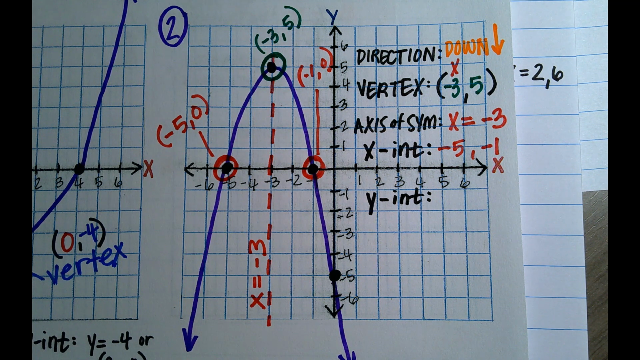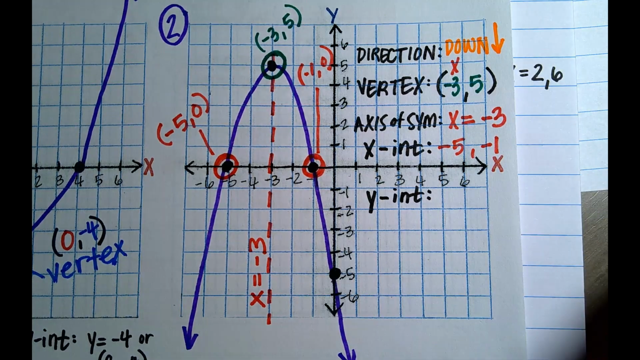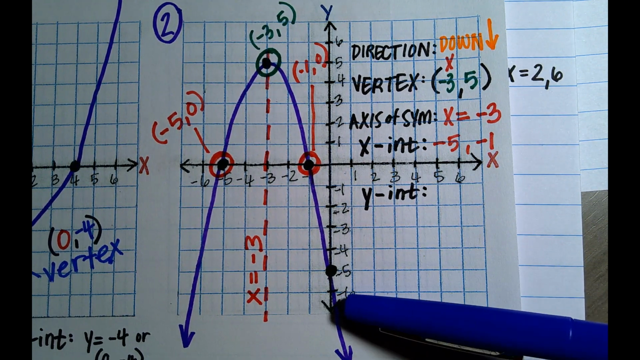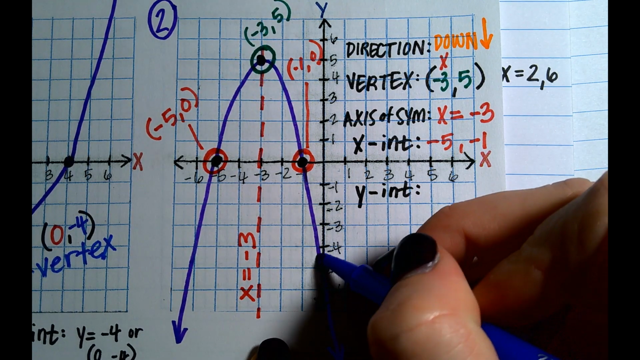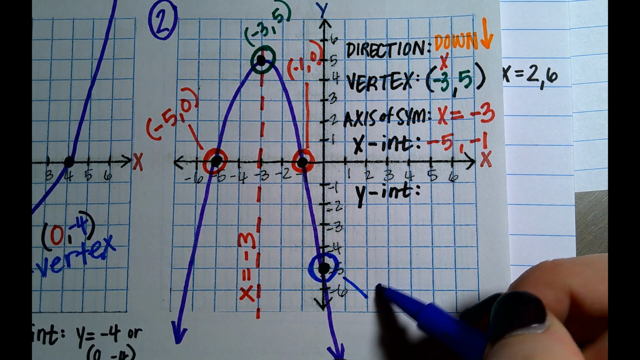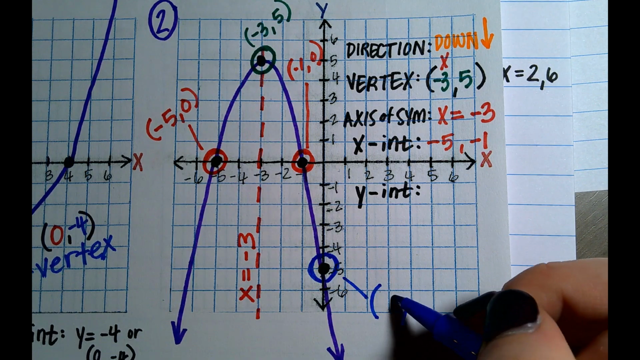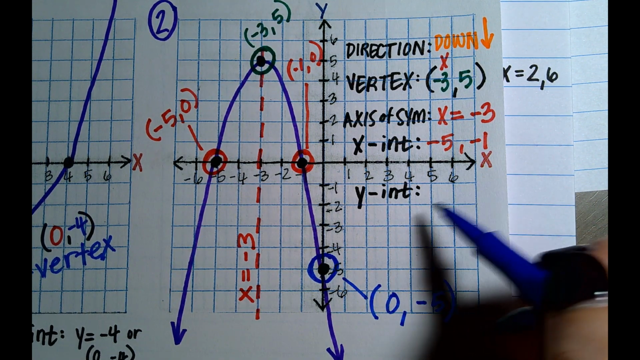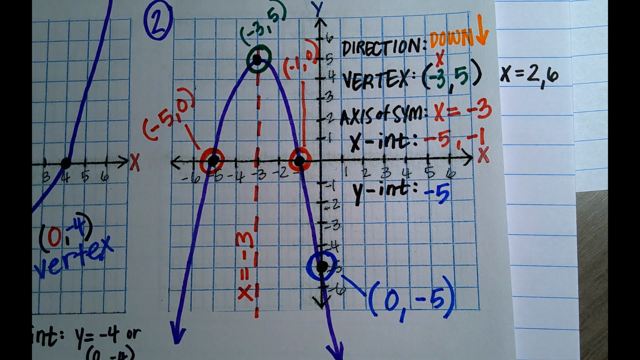Y-intercept. Where does it cross? -6? Very close. There's -6. Oh, -5. Yeah, my point is on -5, it's kind of hard to see. So -5 and 0. If I wanted to write this as a coordinate, remember this is the y value, so you do 0 first, then -5. And for your answer right here, you can just put -5 if you want. And I'm happy with that.